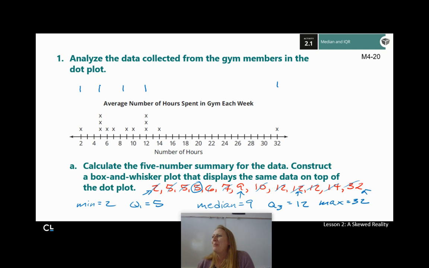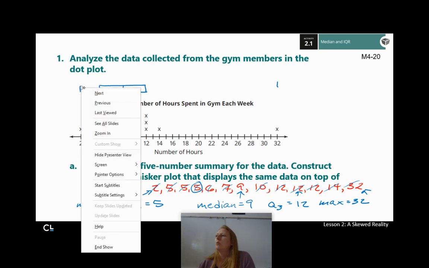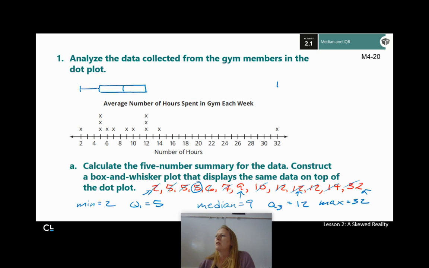Remember that we do a box from the first to the third quartile, so the median gets stuck in the middle of our box. And then, of course, we've got whiskers. It's a box and whisker plot. So here's one whisker, here's the other whisker. It's a really long whisker. I feel like that needs to get trimmed. Beautiful, lovely. We have a box and whisker plot.